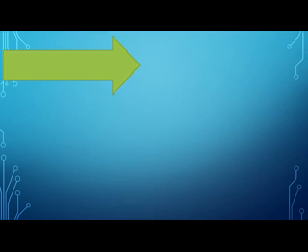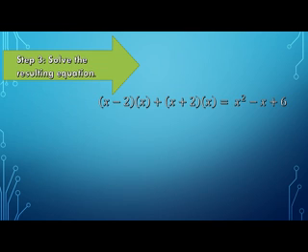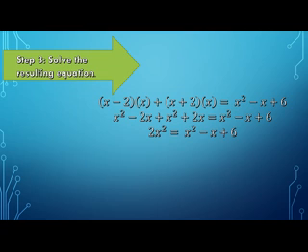Now let's proceed to step 3, which is to solve the resulting equation. So x minus 2 times x plus x plus 2 times x is equal to x squared minus x plus 6. By the distributive property of multiplication and addition, it will become x squared minus 2x plus x squared plus 2x is equal to x squared minus x plus 6. We have to simplify first the first member of the equation. It will become 2x squared is equal to x squared minus x plus 6.